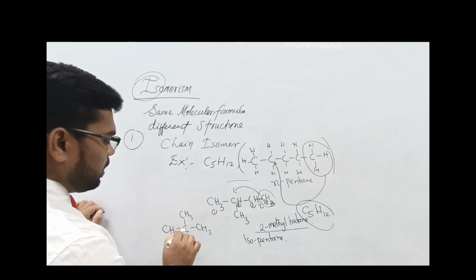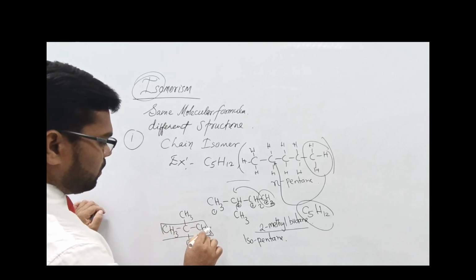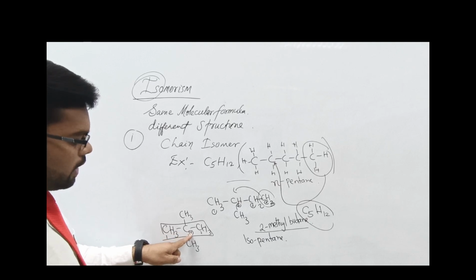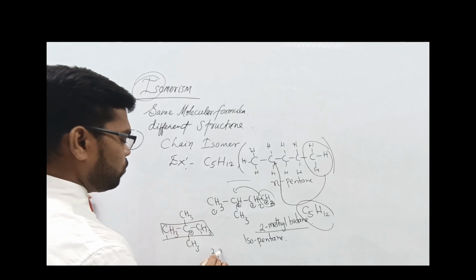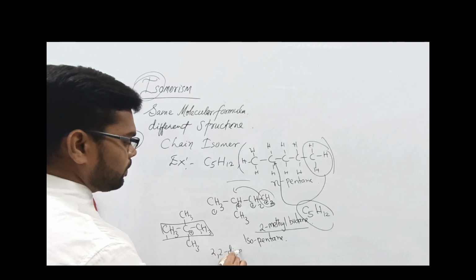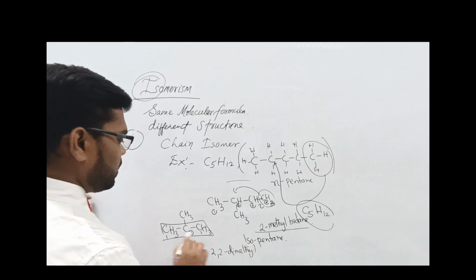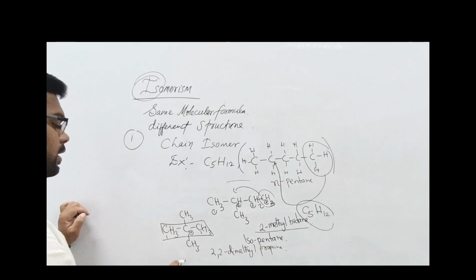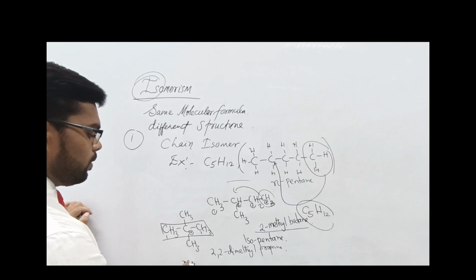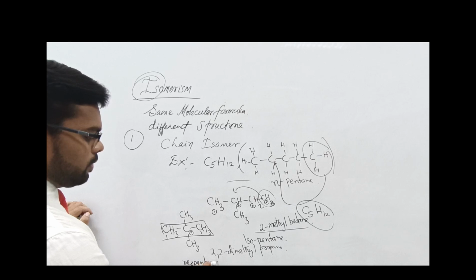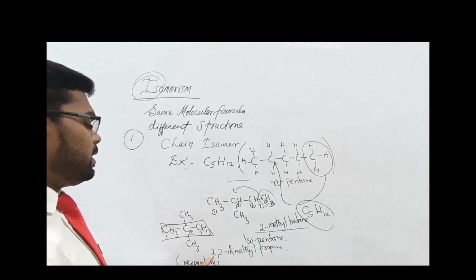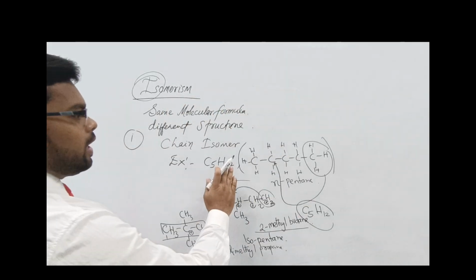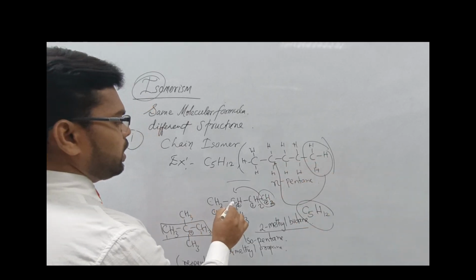What is the name? If you consider the parent chain, there are 3 carbons. It's the first carbon, the second carbon, the third carbon. Now in the second carbon 2 methyl groups are there. So we can name it 2,2-dimethylpropane, or in other names we call it neopentane. The other name is called neopentane.